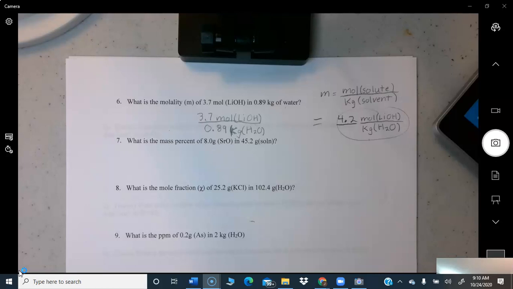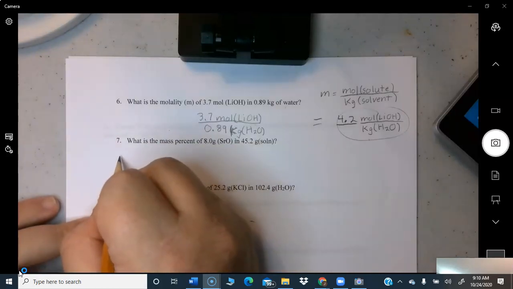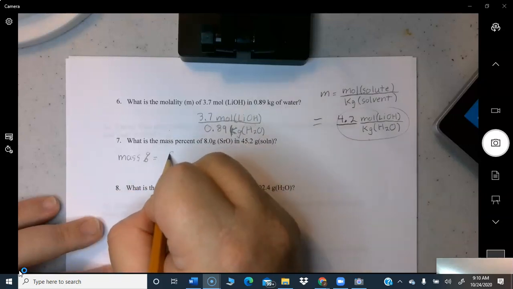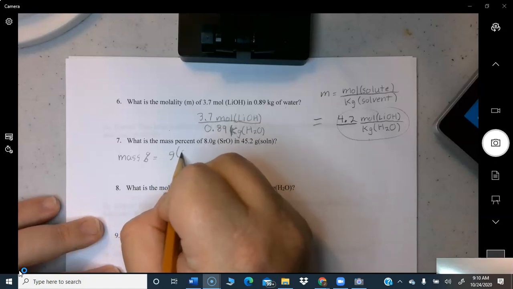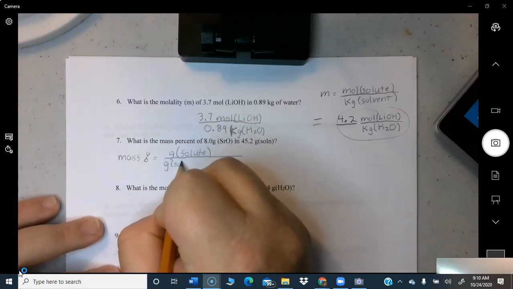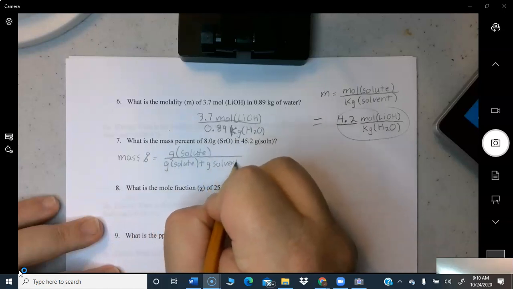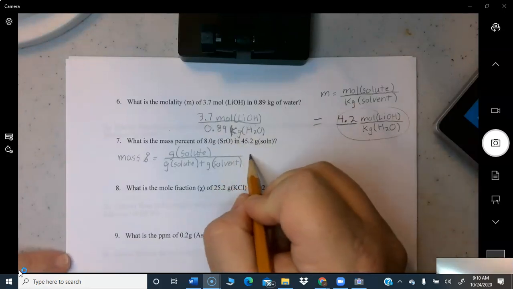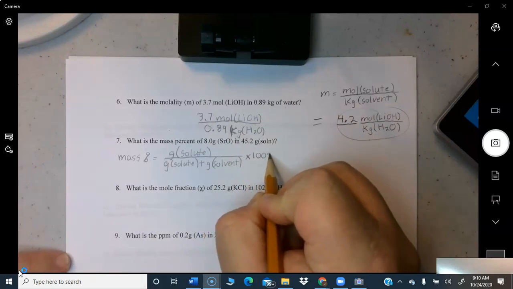Okay, what is the mass percent? So let's understand what mass percent is. Mass percent is grams of solute over grams of solute plus grams of solvent in the denominator. There could be more than one solute, so you would have to add the grams of this solute that you're interested in plus grams of any other solutes that you have plus grams of solvent. So it's the total mass that's in that beaker that you're mixing it, okay? And that's it. And then you multiply by 100%. You multiply by 100 and then put a percent sign on the end.